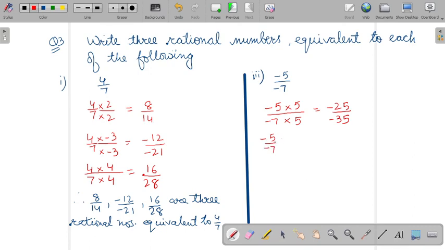Now we can write it again. You can multiply it with, let it be -3. You can take -3, and in the same way in the denominator also you will take -3. So -5 multiply -3 would be 15, and -7 multiply -3 will be coming as 21.